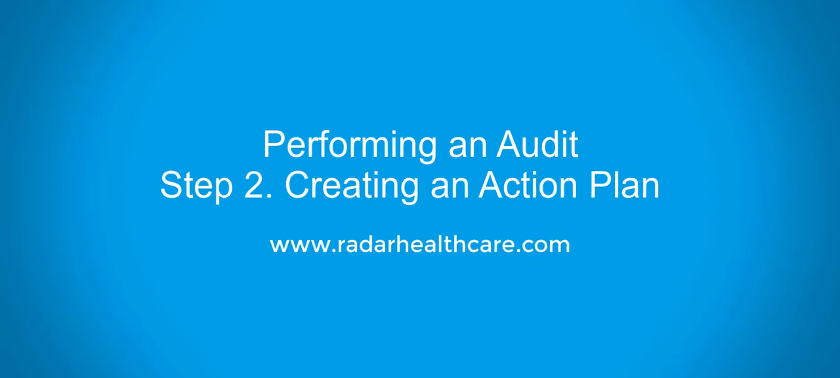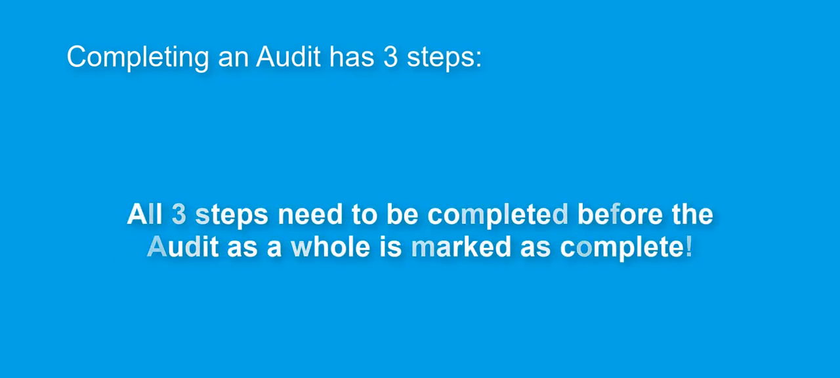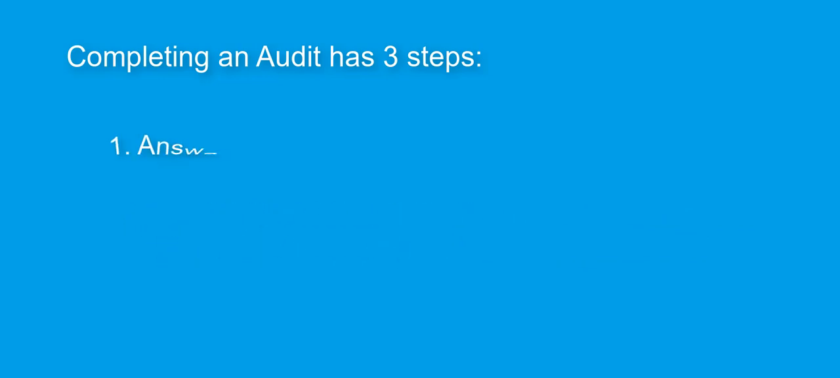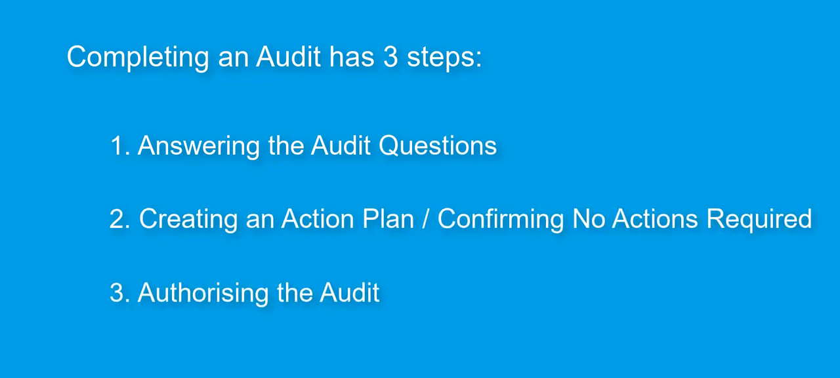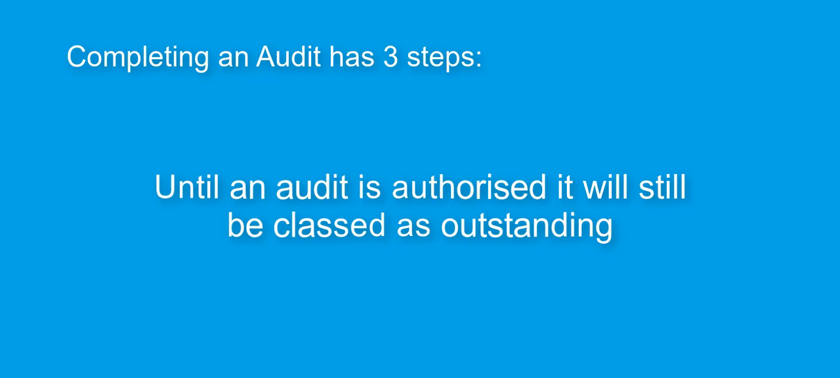creating an action plan. Every audit has 3 steps, all of which need to be completed before the audit as a whole will be marked as complete. These steps are answering the audit questions, creating an action plan or confirming that no actions are required, and finally authorising the audit. It's important that all 3 steps are completed. Until the audit is authorised, it will still be classed as outstanding.